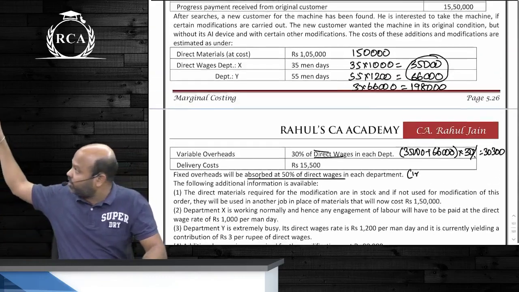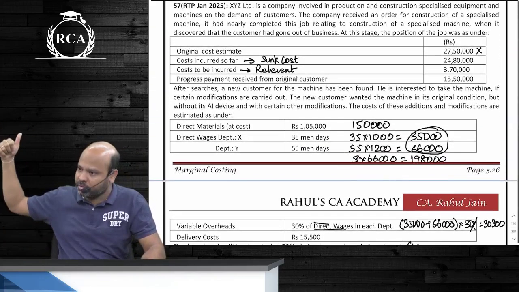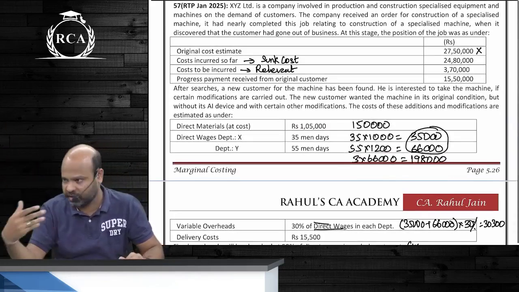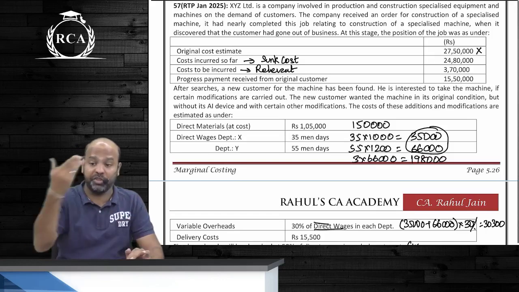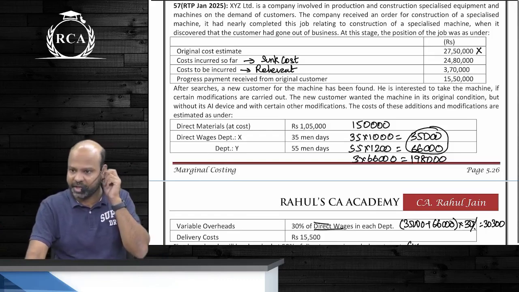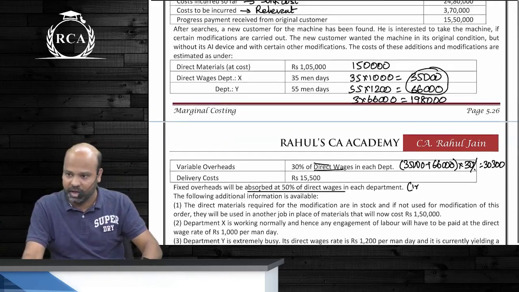So far, additional cost to be incurred is relevant. Did you understand that? Cost incurred so far, why is it not relevant? Sunk cost. There is nothing that you can do about it. The amount that you received from the previous customer, will you go and tell the new customer about the previous 15,50,000? No, right? Irrelevant for decision making.